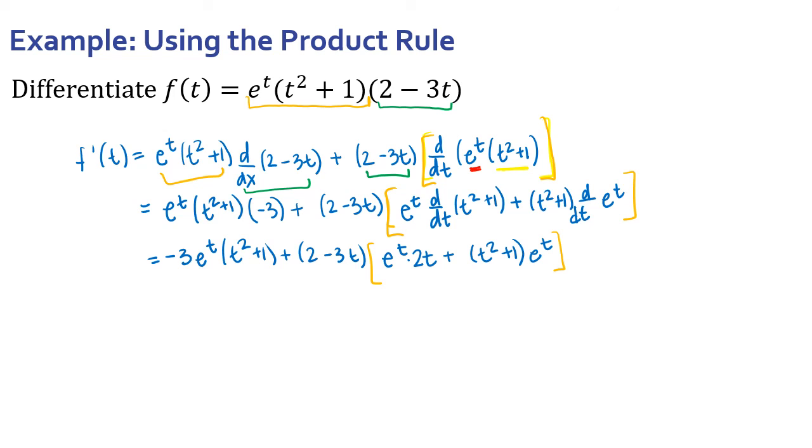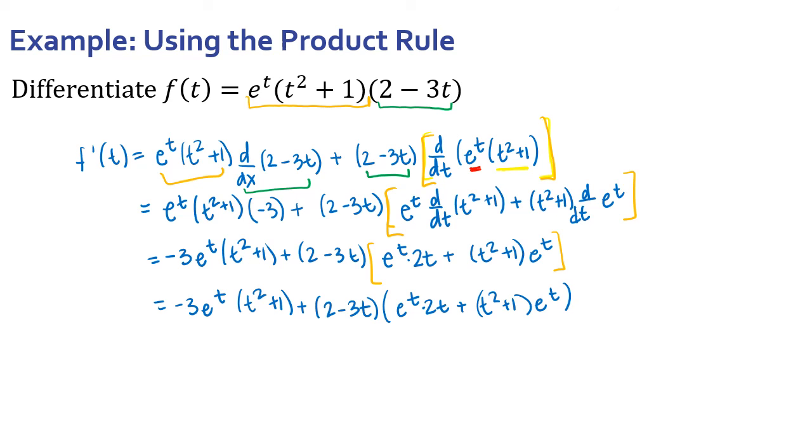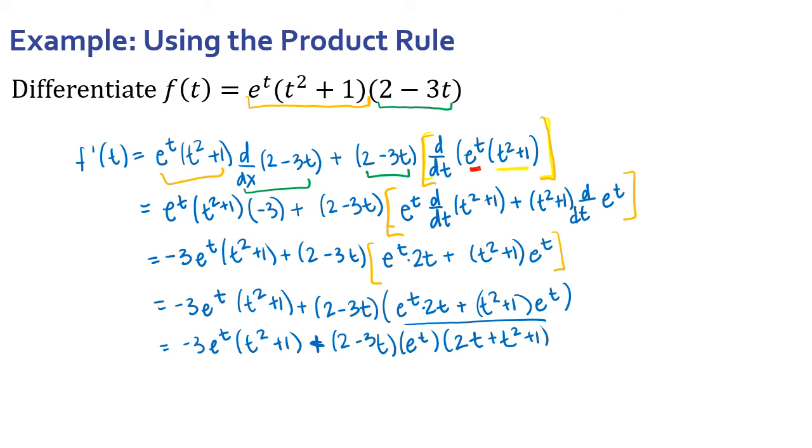Okay, so yuck. So this ends up giving us negative 3 e to the t times t squared plus 1 plus 2 minus 3t times e to the t, 2t, plus t squared plus 1 times e to the t. I can factor an e to the t out of here, so I can write it a little bit nicer, like this: equals plus 2 minus 3t times e to the t times 2t plus t squared plus 1.